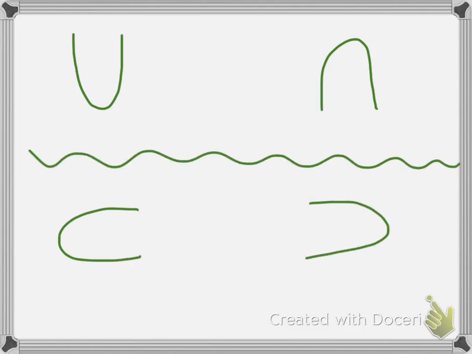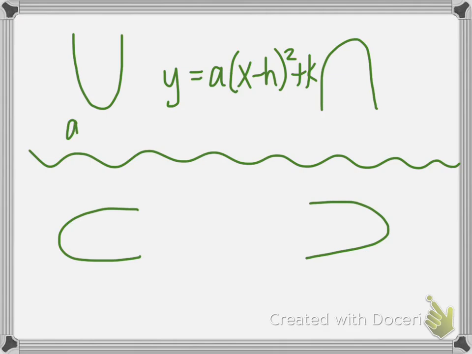In the up and down ones, our equation is going to be y equals a times (x minus h) squared plus k. And if the a value is positive, the function is going to open upwards. If the a value is negative or less than 0, the function is going to open downwards.